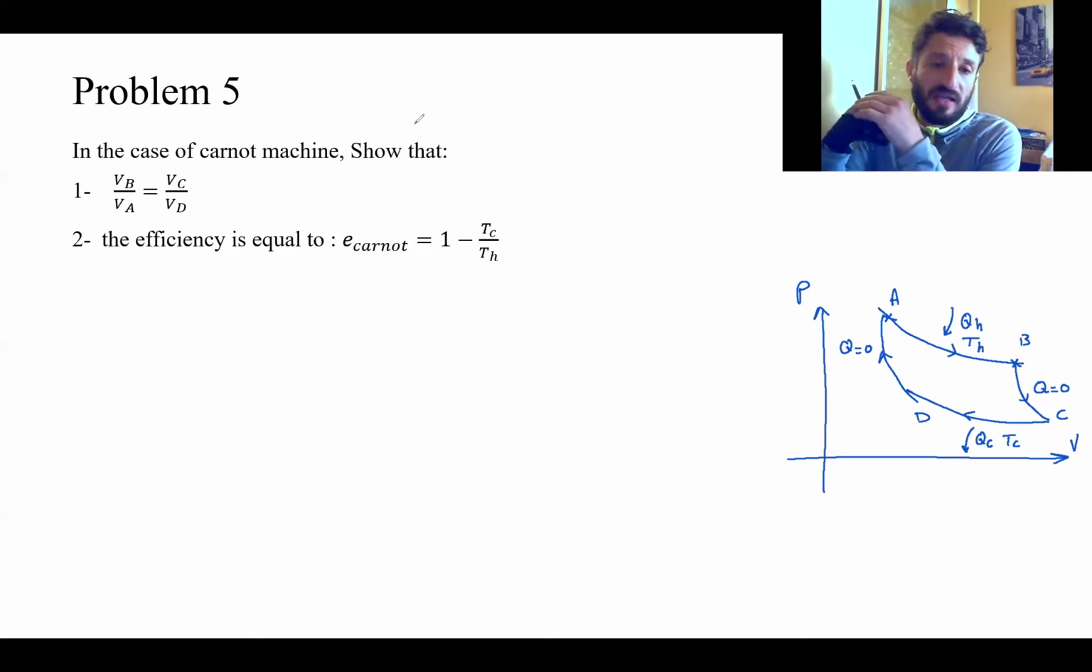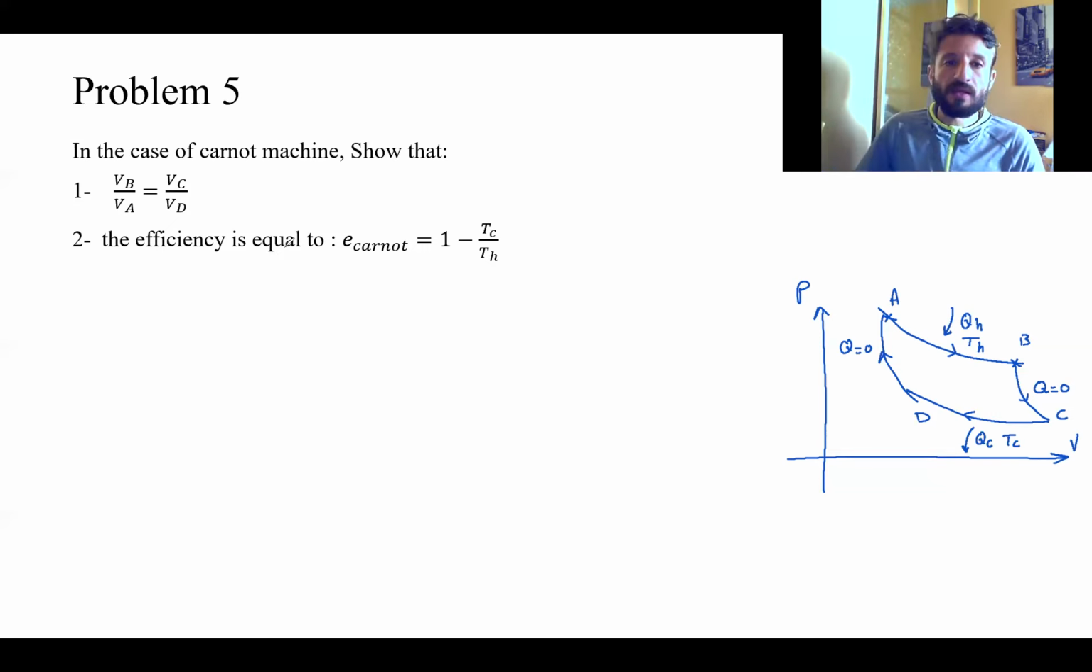Or maybe I ask you to find the efficiency in the case of Carnot machine, E equals 1 minus T cold divided by T hot. Maybe I will ask you directly to find the relation of E Carnot. Okay, let's start with part 1.